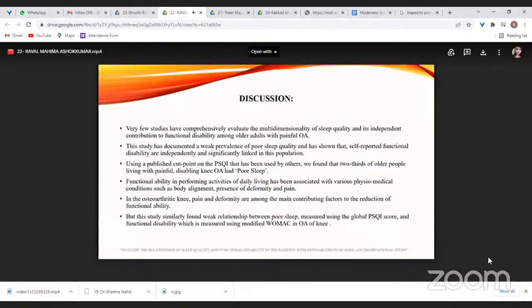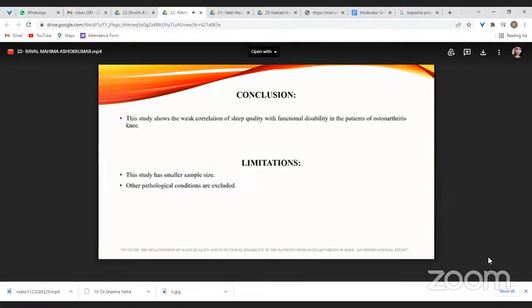But this study similarly found a weak relationship between poor sleep, which is measured by the global PSQI score, and functional disability, which is measured by the modified BOMIC in OA of the knee. The conclusion of this study is that it shows a weak correlation of sleep quality with functional disability in patients with osteoarthritis of the knee.